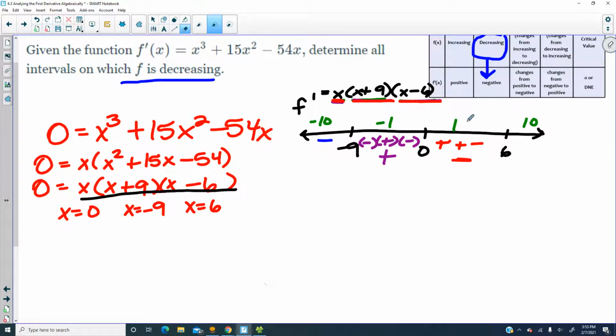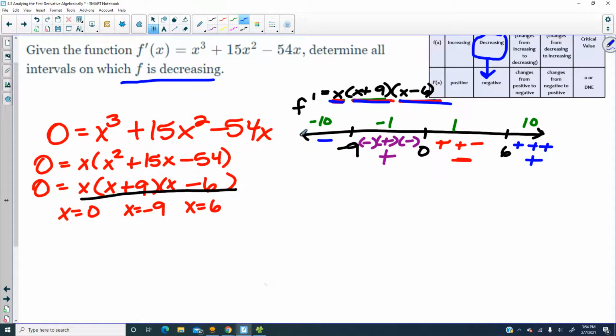And then let's try 10. So I put 10 here, that's positive. 10 plus 9 is positive. 10 minus 6 is positive. Positive times positive is also positive.